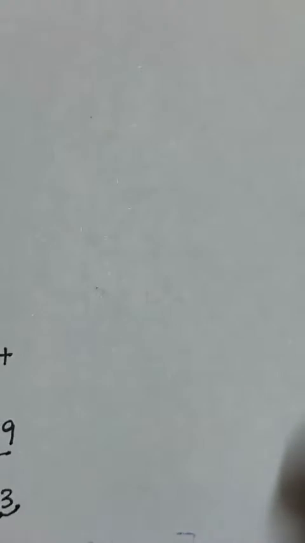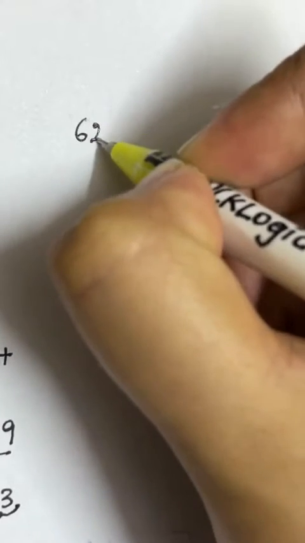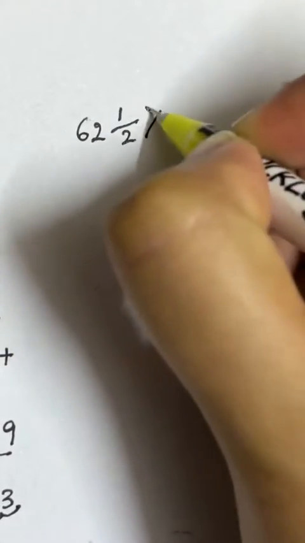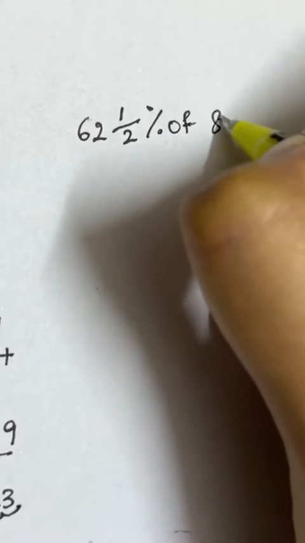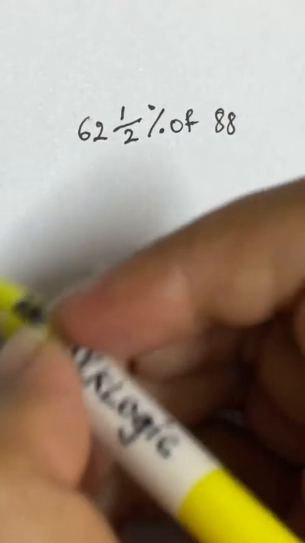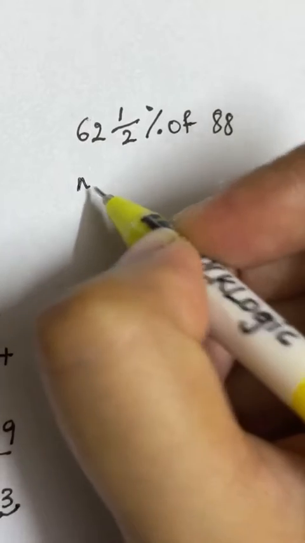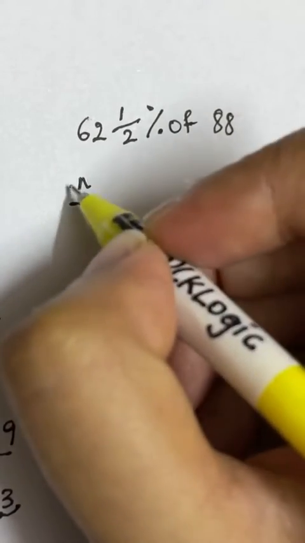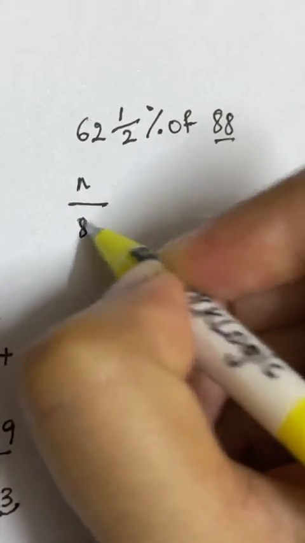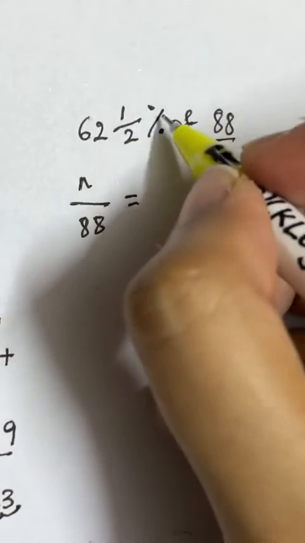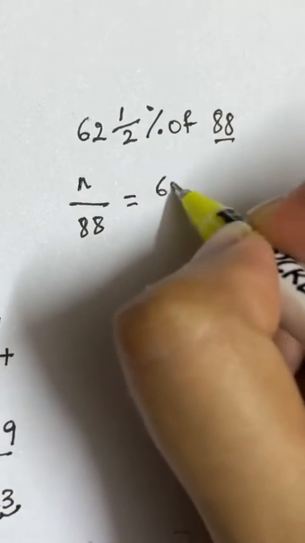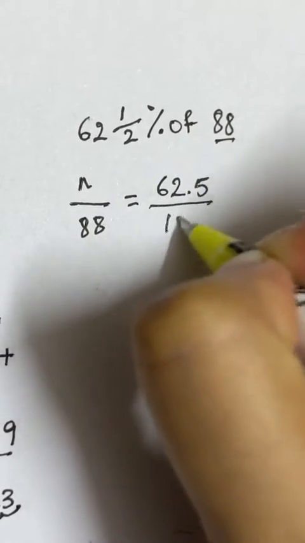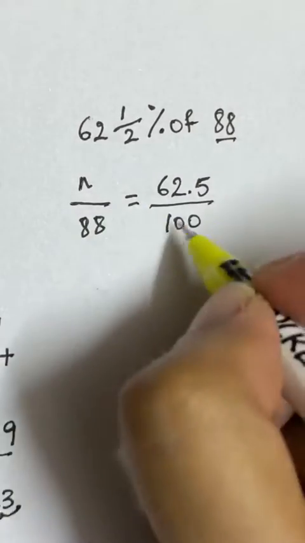For example, if you have now 62.5% of 88, how are you going to find that? Just write down part. The part we don't know, we are going to call it n, over whole is 88, is equal to, what is our percent? 62.5. 62.5 over 100, out of 100. So now let's just cross multiply.